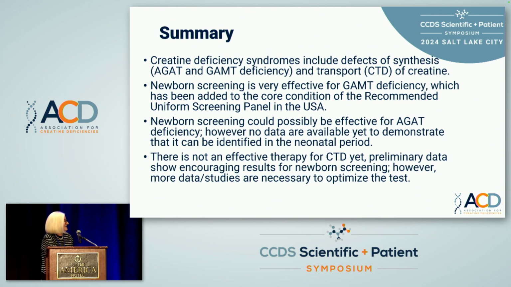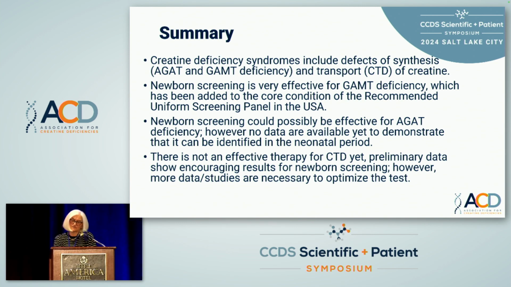So we have seen that creatine deficiency syndromes include defects of synthesis and transport of creatine. Newborn screening is very effective for GAMT deficiency. You have heard just the story of the family. And it could be effective for AGAT deficiency as well, but we don't have enough data. And although there is not an effective therapy yet for CTD, we are optimistic that we can get at least to a good newborn screening and an early identification for these patients.